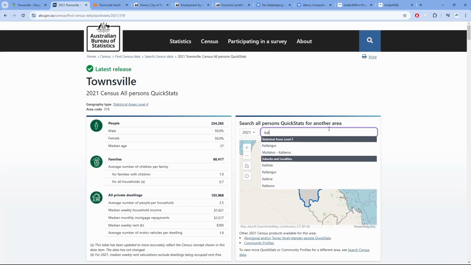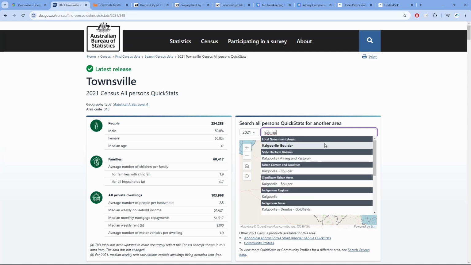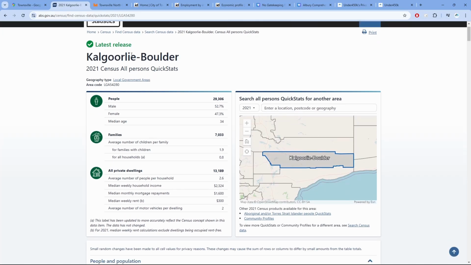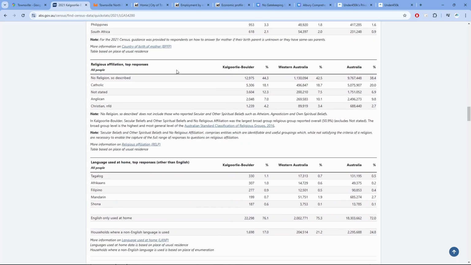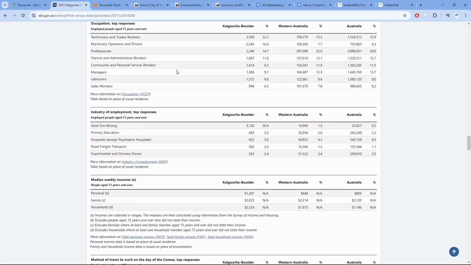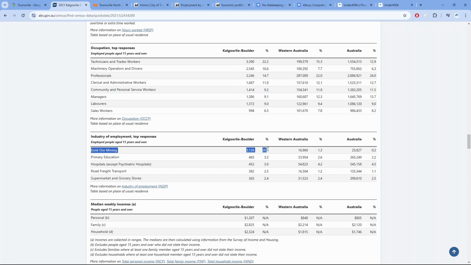I'm going to show you an example of one that is dependent on a single industry. Let's look at Kalgoorlie-Boulder. People who are in the investing space already know that this is a mining town, but just to prove my point, if you scroll down to occupation, you can see that gold ore mining is a primary occupation, at 20.4%. Now, primary education could be for the kids that live in that area, and hospitals are probably dependent on the fact that there are miners in that area. These are just downstream services that are attached to the gold ore mining, which is not what we want to see. We want to see very diverse economies.